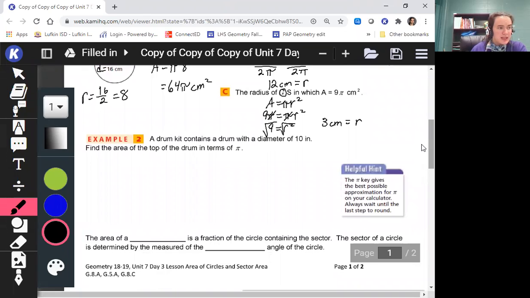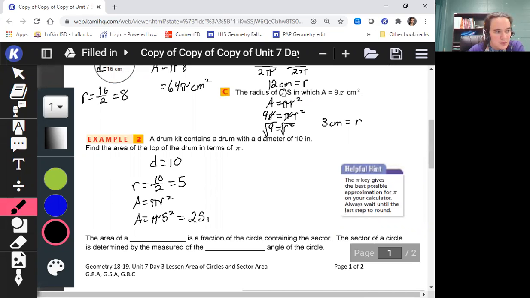Next up, a drum kit contains a drum with a diameter of 10 inches. Find the area of the top of the drum in terms of pi. We know our diameter is 10 inches. We need to divide 10 by 2 to get our radius, and that's 5 inches. The formula for area is pi r squared, so we plug that 5 in for r. So we've got pi 5 squared, and 5 squared is 25. So we've got 25 pi inches squared.